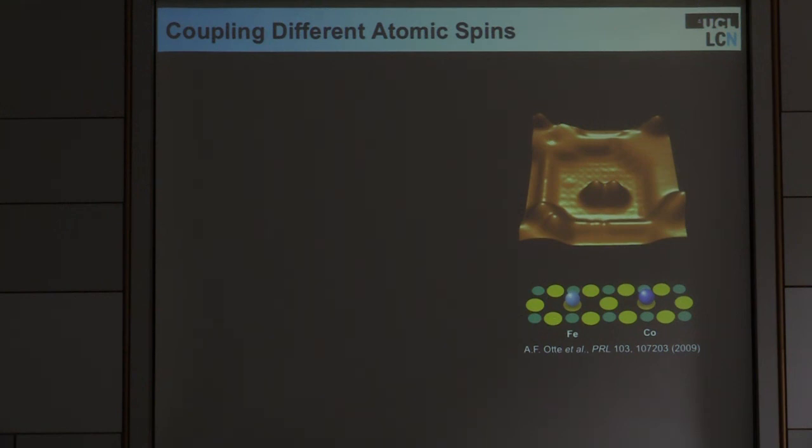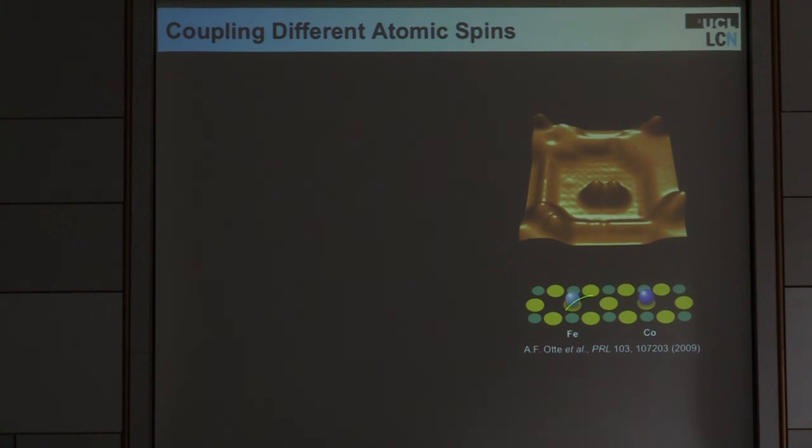Let me tell you about another set of little interesting pairs, since I have more time. All right, excellent. So let me tell you about a pair of atoms that we built. So this was in 2009. Again, you notice there's a name that's showing up here fairly frequently. This is an iron atom and a cobalt atom.